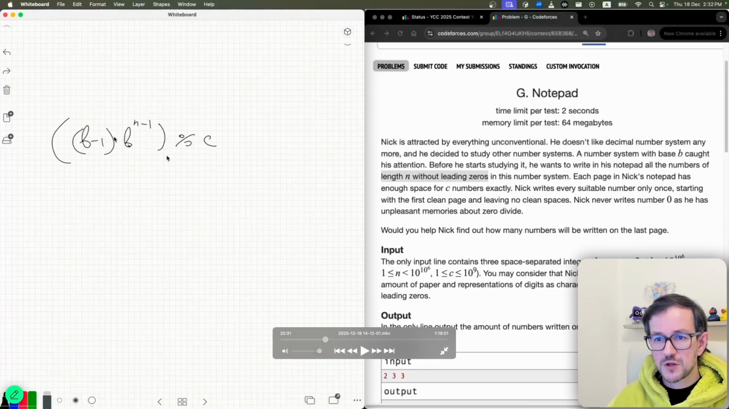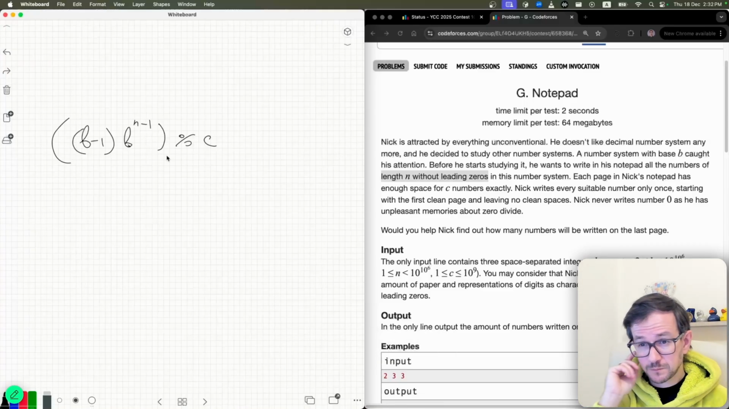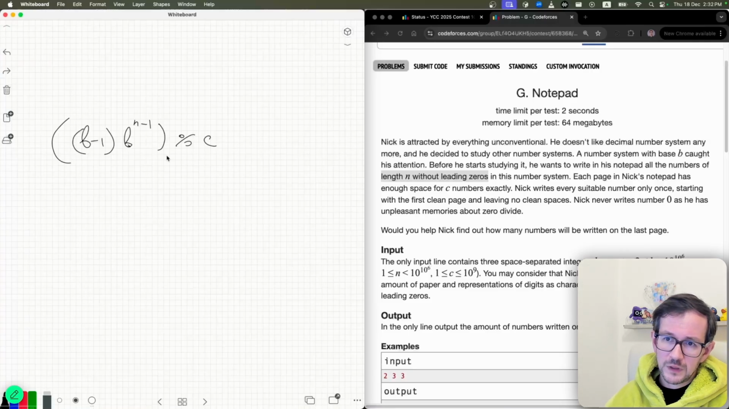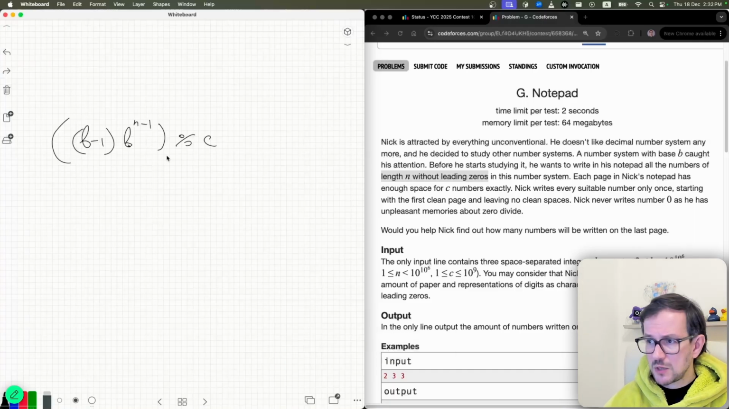A huge number b is not a problem. You just take b modulo c, and that's it. You have a small number b. A huge number n is a larger problem, because it is a power. So you need to calculate some number to the power of some huge number, modulo c. Yes, I believe it can be done. We will read your solutions.